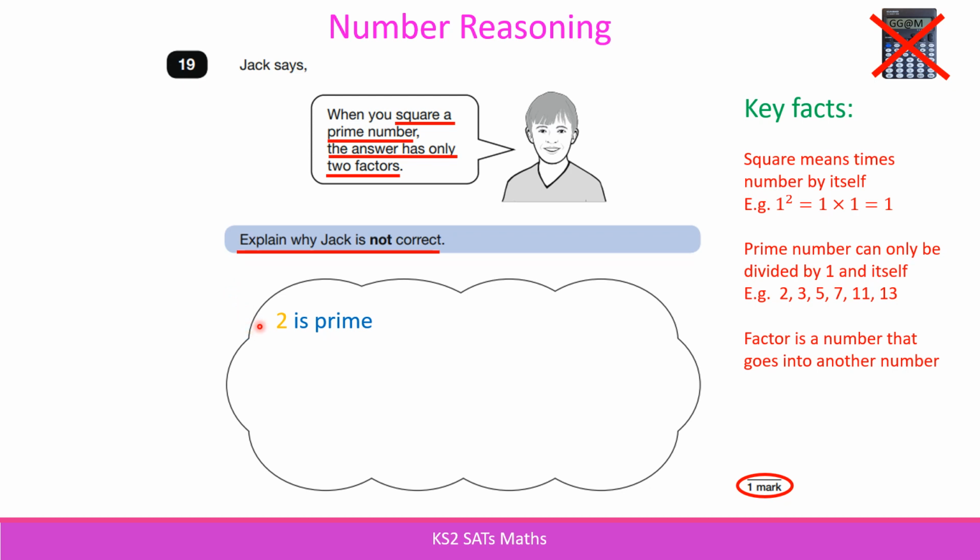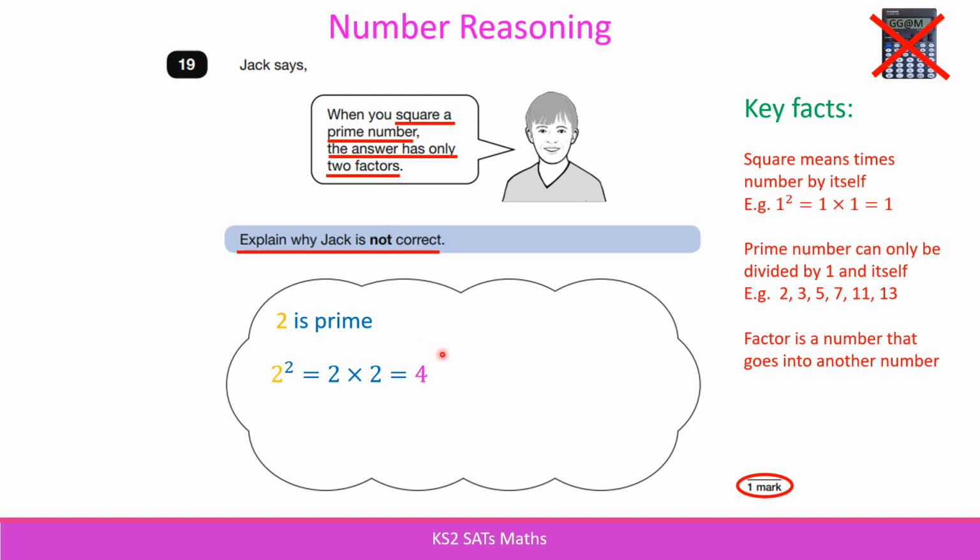I'm now going to square 2. So 2 times 2 is 4. So 4 is my answer, and we've got to show it only has 2 factors. Or Jack says it will only have 2 factors, and we've got to say why that is not correct.